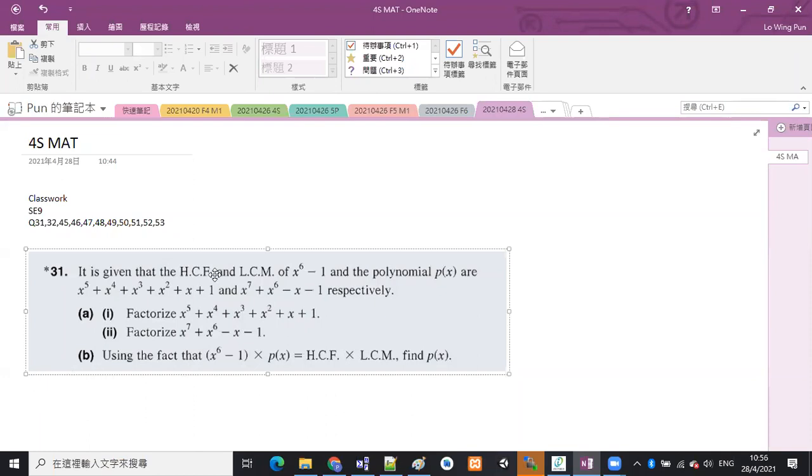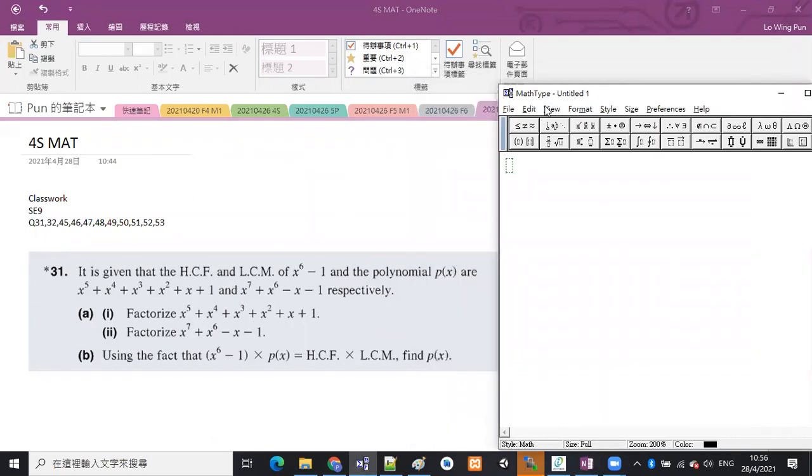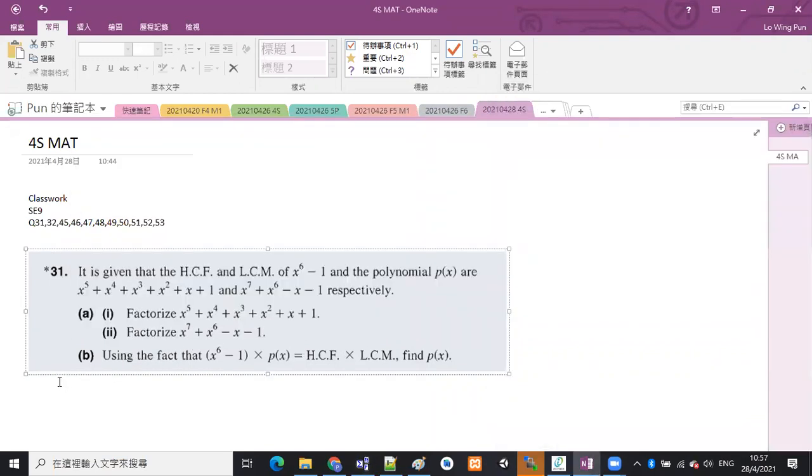So number 31. It's given that the HCF and LCM of x^6 minus 1 and the polynomial p(x) are this and that respectively. So this time it is given the HCF and LCM, and then we are going to find the polynomial p(x). But in part A1, the question asks you to factorize this long polynomial.